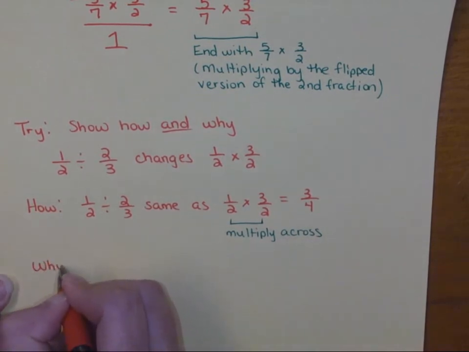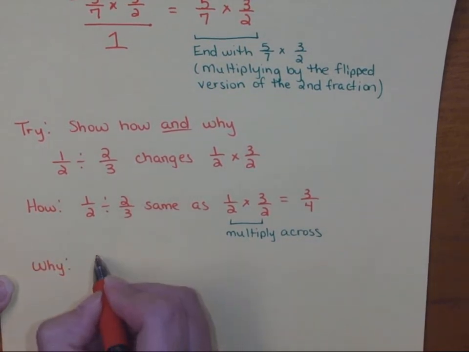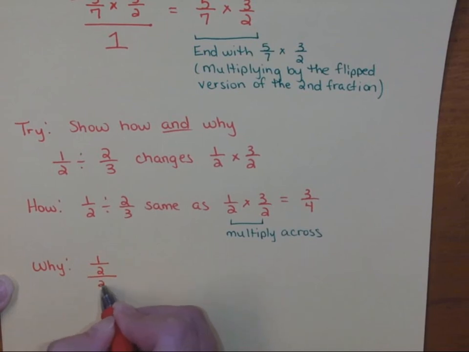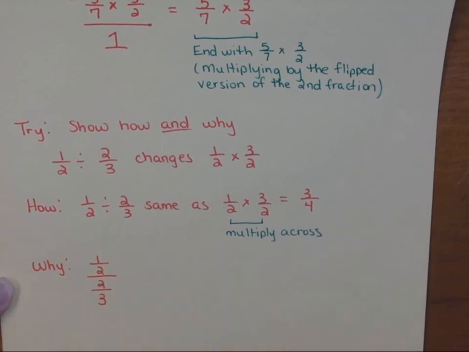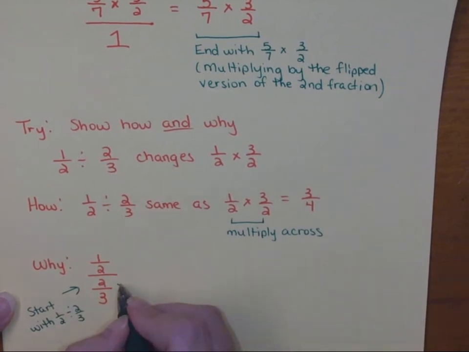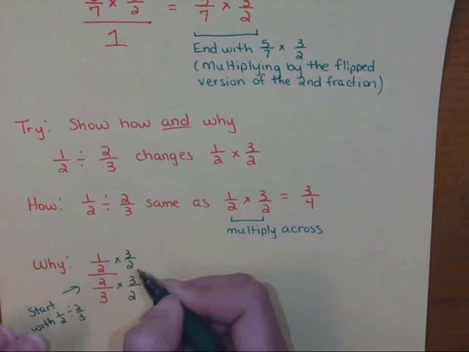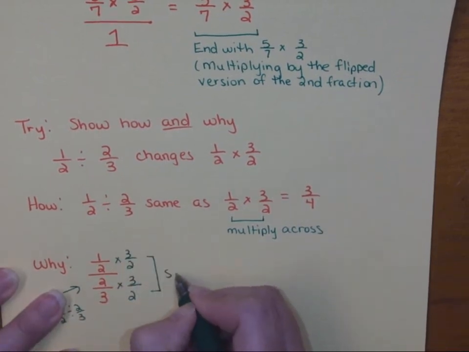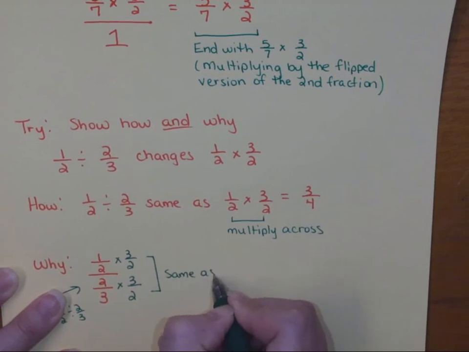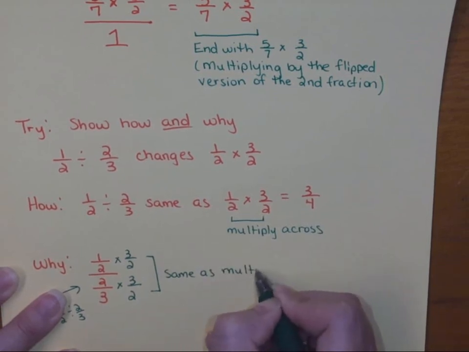All right, so let's get to the why. The why involves us starting with what we were given. So you start with your original problem. You start with 1/2 divided by 2/3, and then you're going to multiply by the reciprocal of the denominator. Notice we're allowed to do this because it's the same as multiplying by 1, and I would want you to label this step that way.